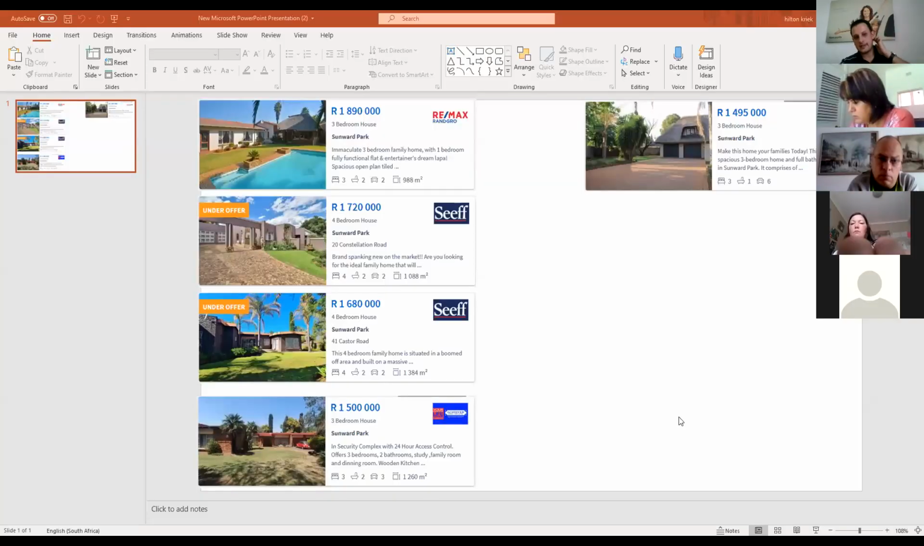There we go. So what you then want to do is take those listings from Property24, and you can use an app on your laptop called Snipping Tool. What I then do is snip the property adverts and put them in chronological order of most expensive to the cheapest.